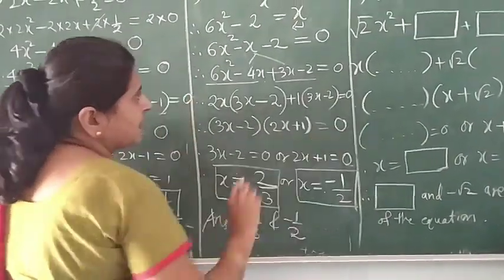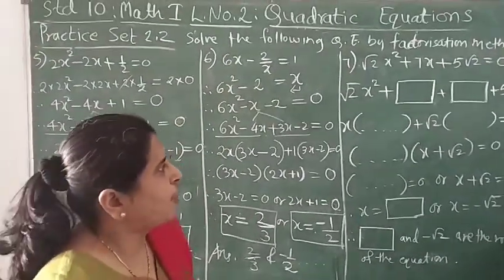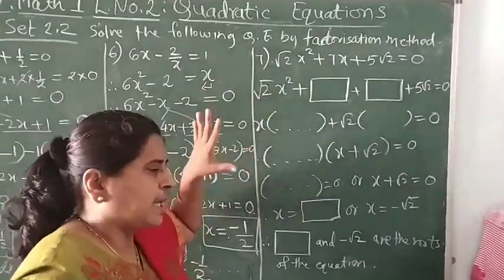Now, the third sum I am considering is the 7th sum in your practice set, and it is given in activity form. It is printed in the textbook like this.